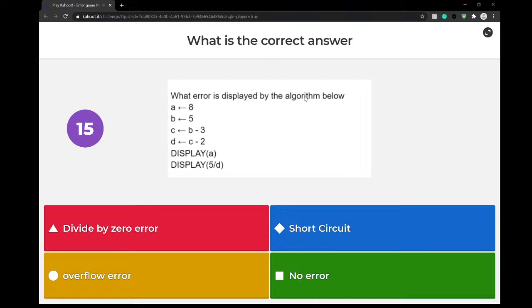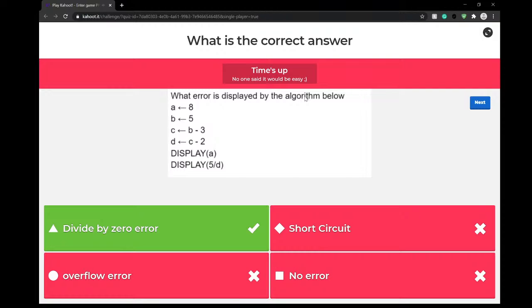Alright, so saving 8 to A, saving 5 to B. Okay, that's great. So C is B minus 3. So 5 minus 3 is 2. So why am I solving it out loud? We're not going to worry about it. So 2 is saved to C. 2 minus 2 is 0. 0 is saved to B. I kind of gave you the answer, but I didn't, so that's fine. So display A. So what is A? A is 8, right? Okay, so D, we got 0.